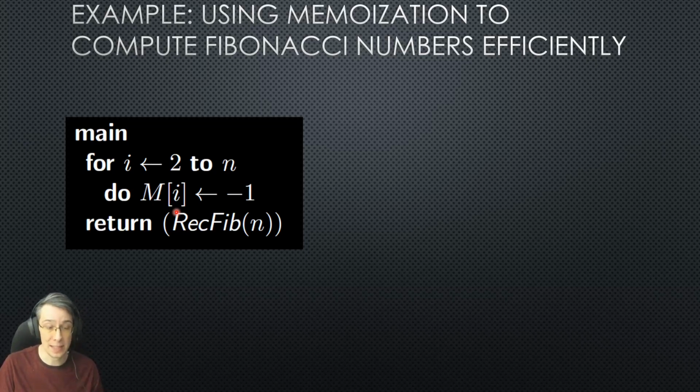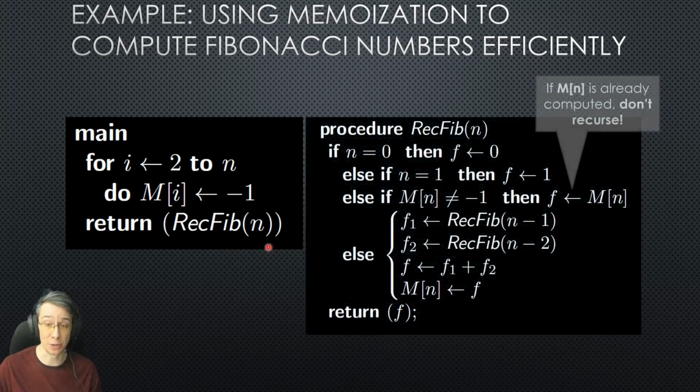Okay, so we initialize the table and then we call the recursive Fibonacci procedure, which has a small modification. Let's see what's different about this from the usual recursive Fibonacci procedure. First, we have the base case. If n is 0, we return the 0th Fibonacci number, which is 0. If n is 1, we have our second base case where we return the 1st Fibonacci number, which is 1.